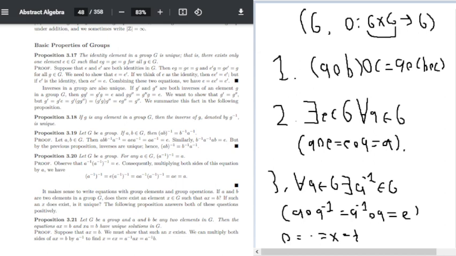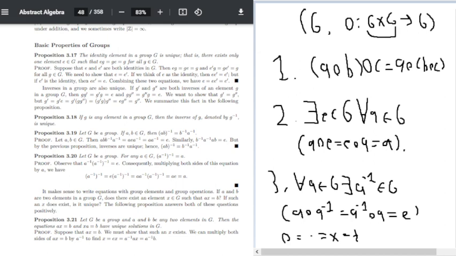Proposition 3.17. The identity element in a group G is unique. That is, there exists only one element e in G such that eg = ge = g for all g in G. Note here that when we're talking about this, we already assume the existence of an identity element. That part's not in question. We're talking about the uniqueness.